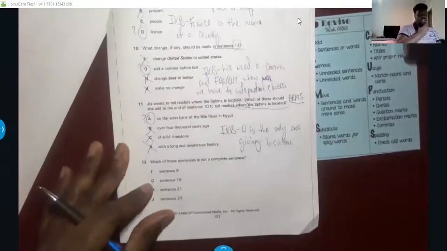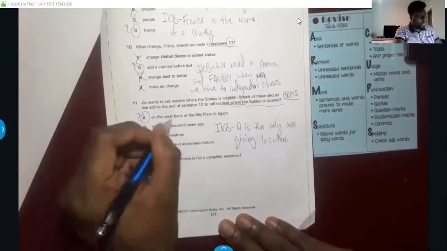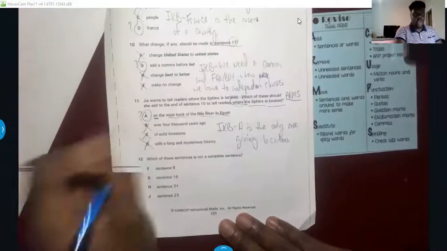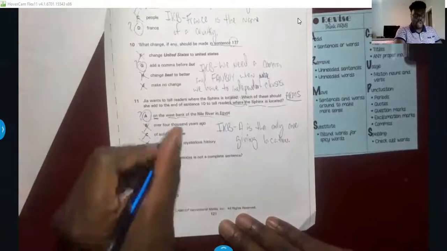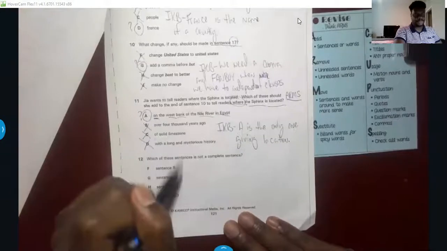Okay. All the other ones talk about how old it is, what it's made of, that it's mysterious. This is giving location. It's on the west bank of the Nile River in Egypt, right? And it has that preposition. Where is it? On the river, right? On, under, next to. That's all giving us a location, where it is.